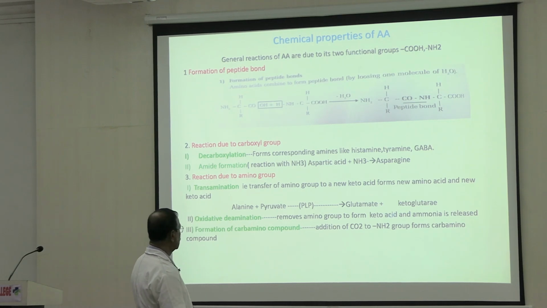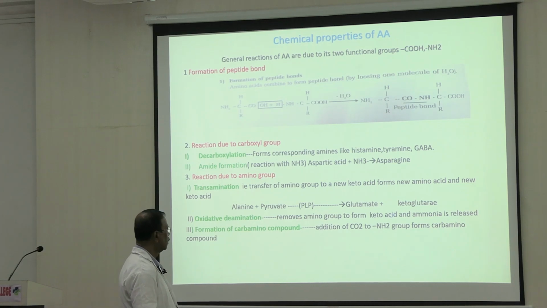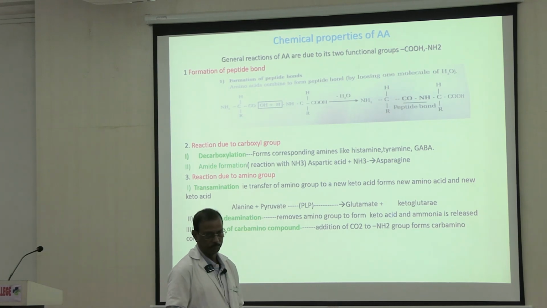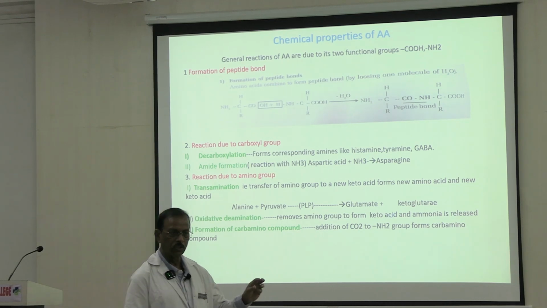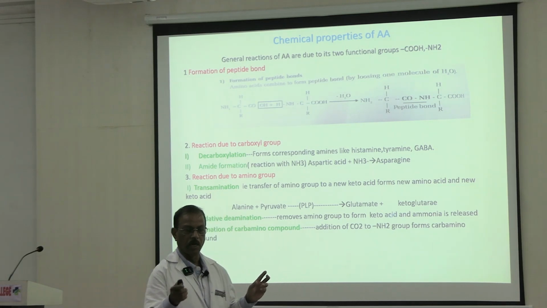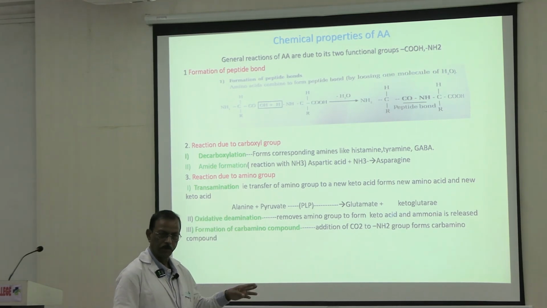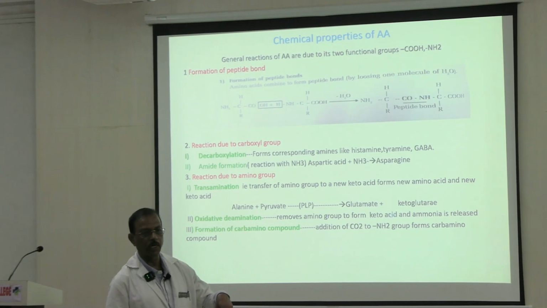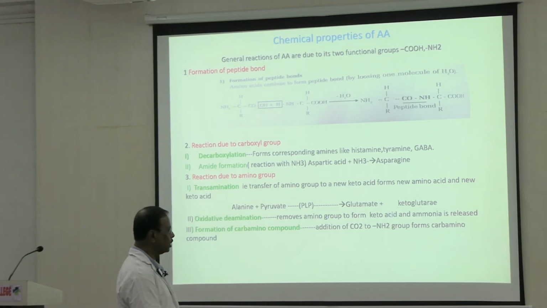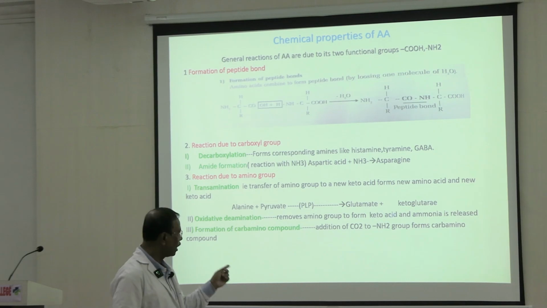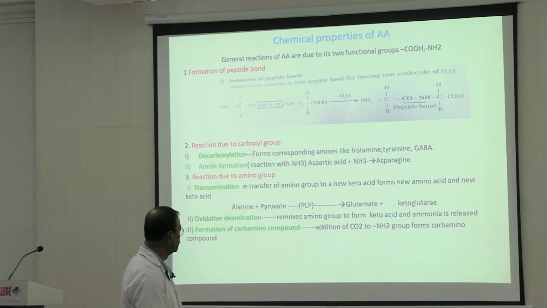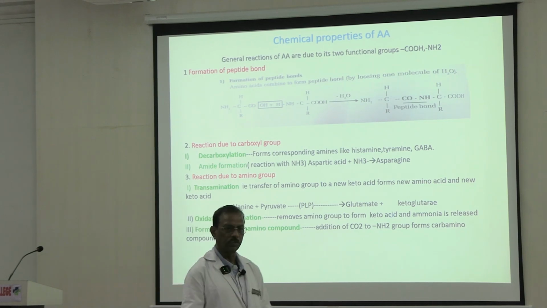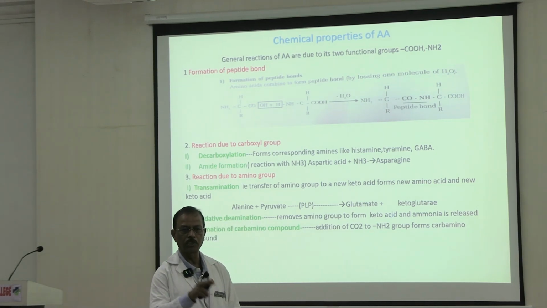In oxidative deamination, the amino group is removed to form keto acid and ammonia. In the first one, there is transamination: the amino group is transferred from one amino acid to a keto acid, and the amino acid became a keto acid and the keto acid became an amino acid. But in case of oxidative deamination, the amino group is released as ammonia. So the amino acid becomes a keto acid, the products being keto acid and ammonia.